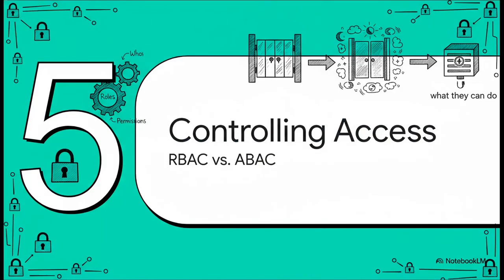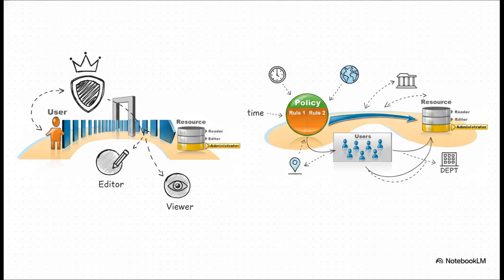So we know who a user is. We've got that handled. But how do we actually decide what they can do? Let's zoom in on two really popular models for managing those authorization rules. Okay, on the left, you've got the classic model, role-based access control, or RBAC. It's super straightforward. You're assigned a role like editor or viewer, and that role decides what you're allowed to do.